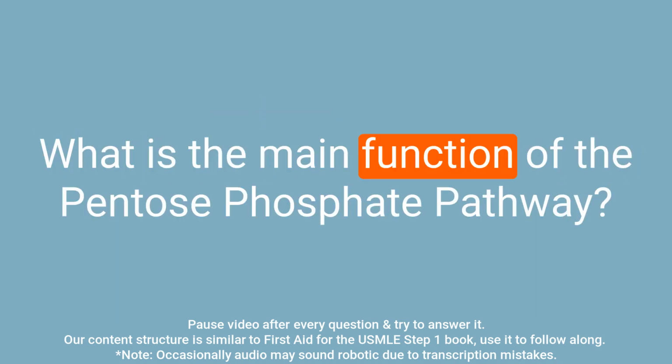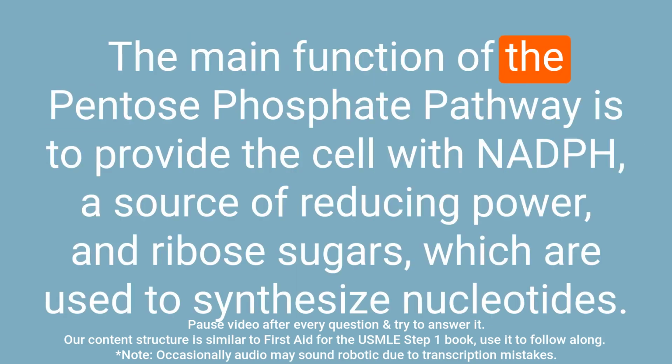Question: What is the main function of the pentose phosphate pathway? Answer: The main function of the pentose phosphate pathway is to provide the cell with NADPH, a source of reducing power, and ribose sugars, which are used to synthesize nucleotides.